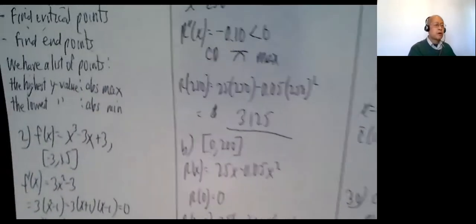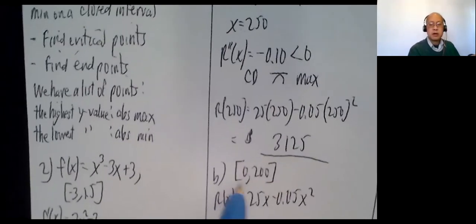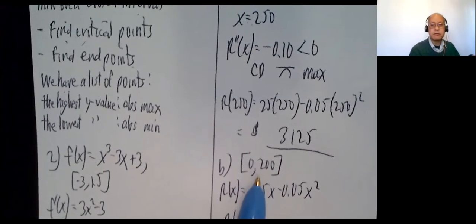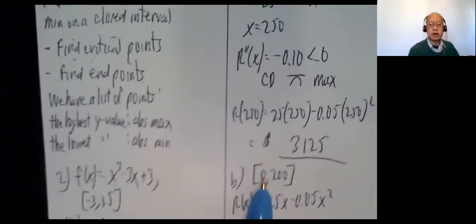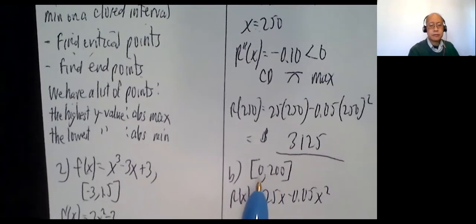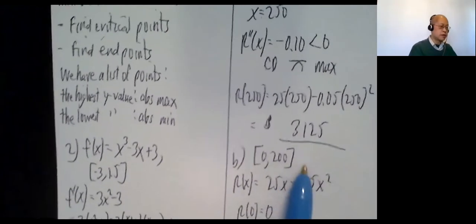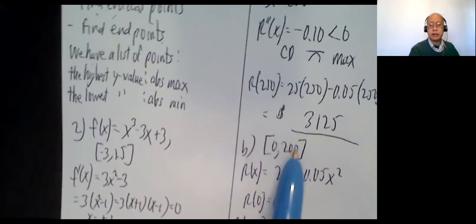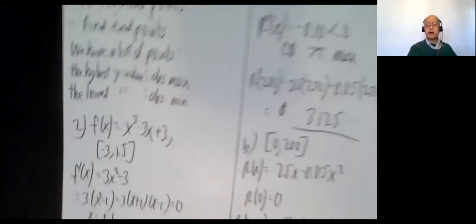Now, part B is different. It says you can only produce between 0 and 200 items. So that's just like this: you're maximizing or minimizing on a closed interval. The most you can produce of this item is 200. The critical number was 250. That's outside of my range, right? So all I do is plug in the two endpoints.